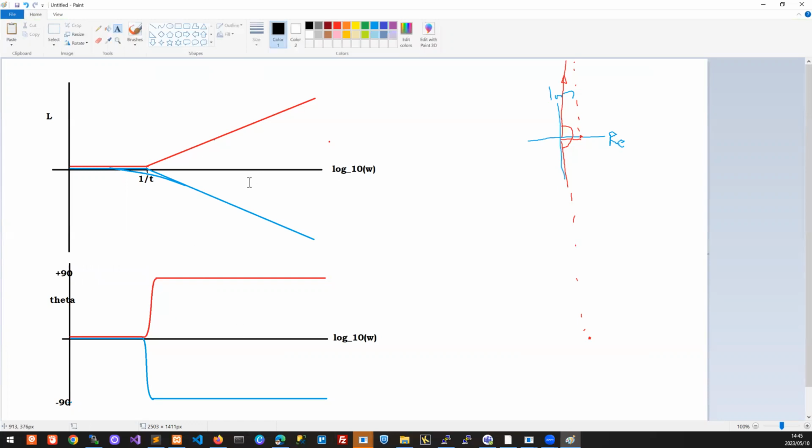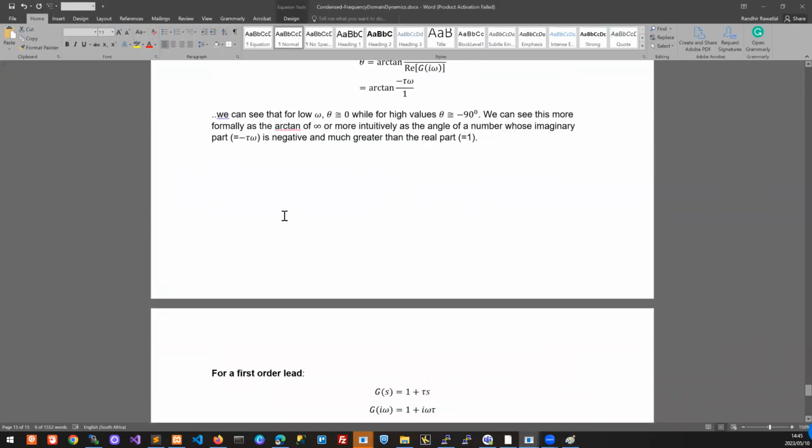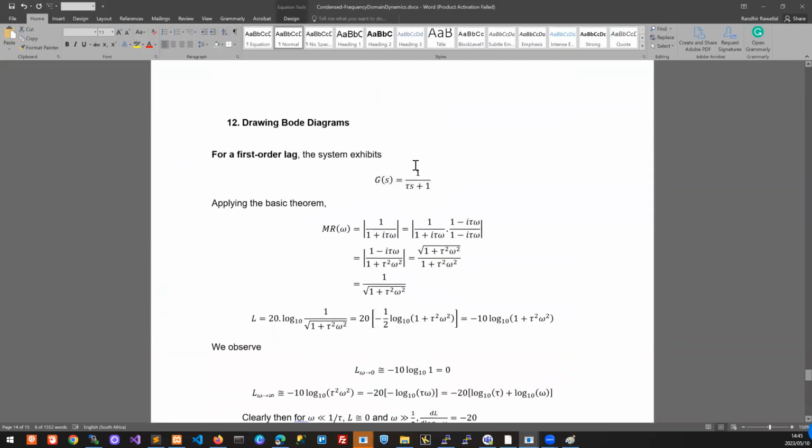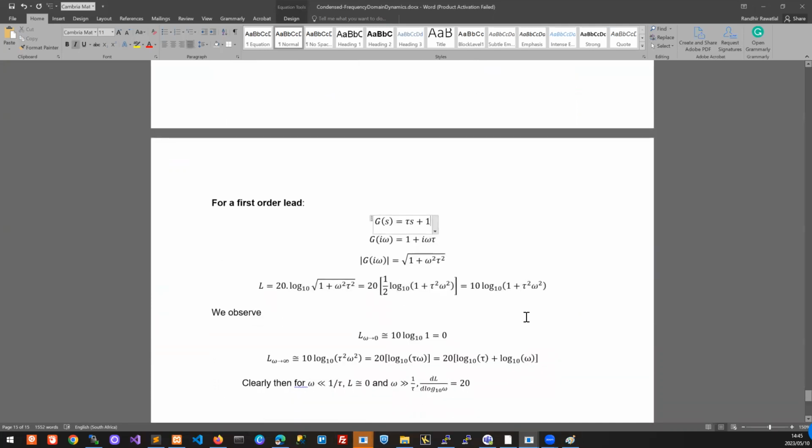And we can see the symmetry in these two cases. The only difference between these two cases is that one is the inverse of the other. So here it's 1 over tau s plus 1, and here it's tau s plus 1. So that's how we graph the Bode diagram for these two cases.